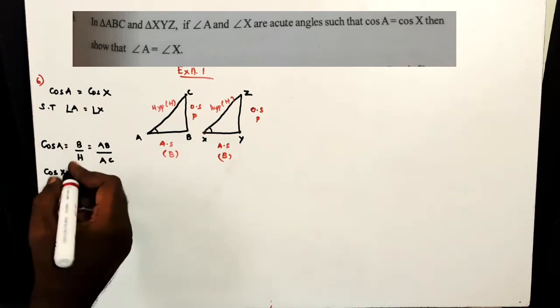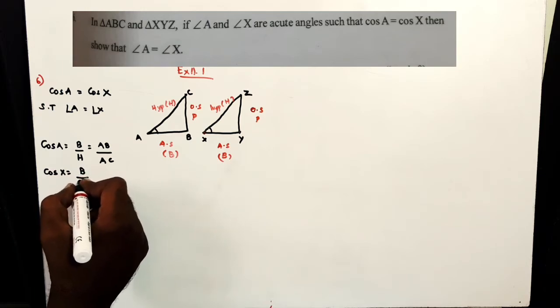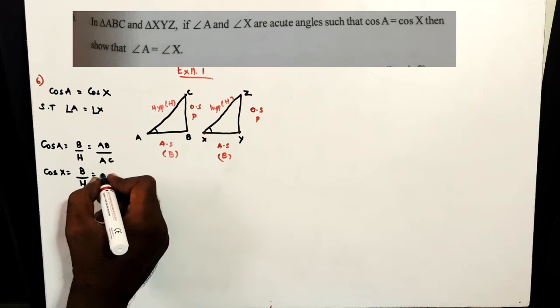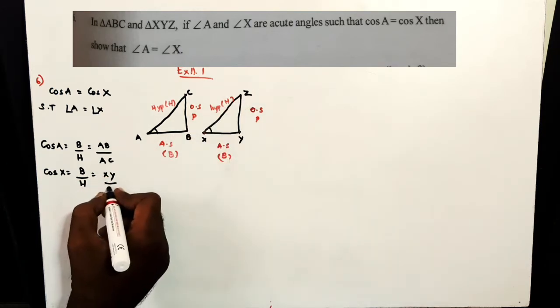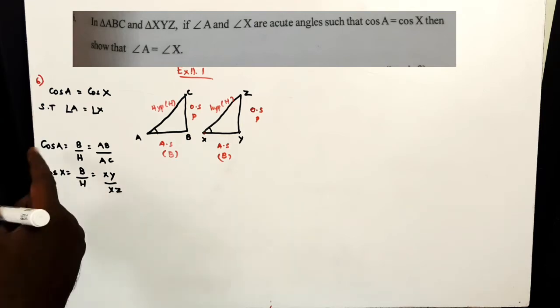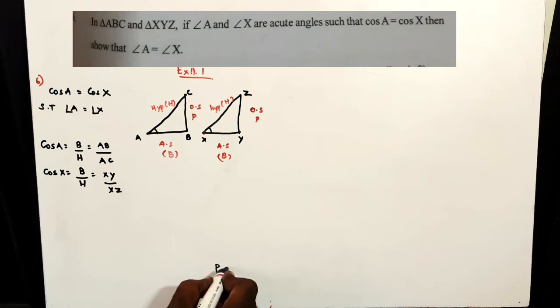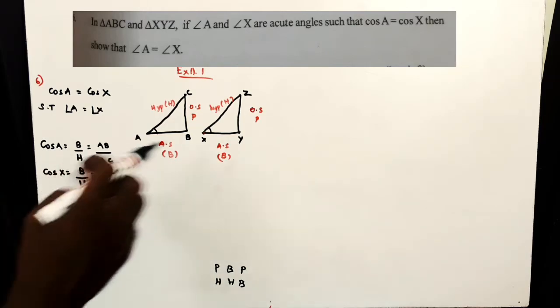Cos X. What are the sides for cos? Base by hypotenuse. What is the base here? XY, by hypotenuse XZ. Okay, did you understand? Cos means Pandit Badri Prasad Hara Bole. Cos means B by H. So like that we have written.